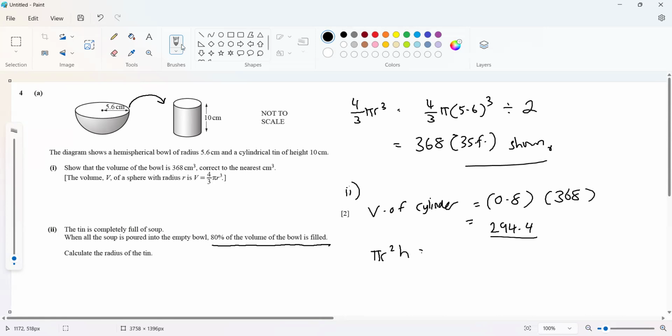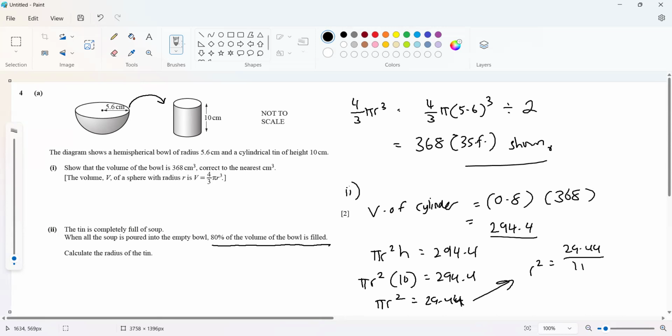So from here, the volume of the cylinder is pi r squared h equals 294.4. We know the height as 10, but we do not know the radius, so we can work towards our answer. So from here, pi r squared equals 29.44. Then r squared equals 29.44 over pi. And lastly, we square root both sides. r equals the square root of 29.44 over pi. So that is 3.06, correct to three significant figures, for our radius.